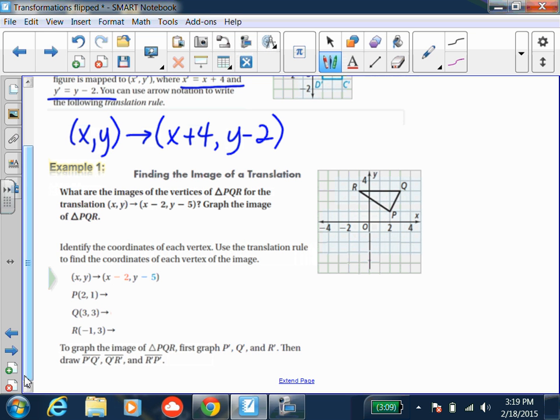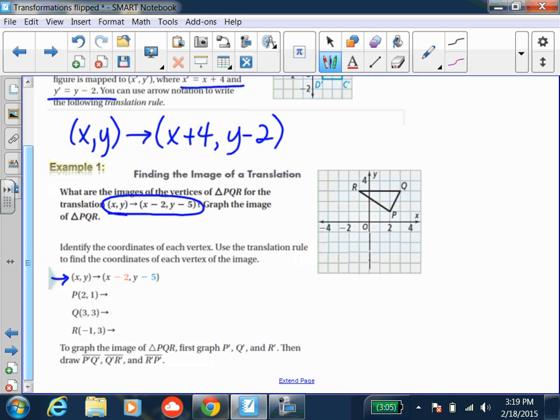Alright, so the next example, it says finding the image of a translation. So we start out with this triangle, and it tells us our rule is (x - 2, y - 5). And we're going to graph the new image. So the first thing I want you to do is let's find the new coordinates. And so the rule tells us again right here that we're going to move x minus 2. So if we say x minus 2, that means we're going to move to the left 2, and y minus 5 means we're going to move down 5.